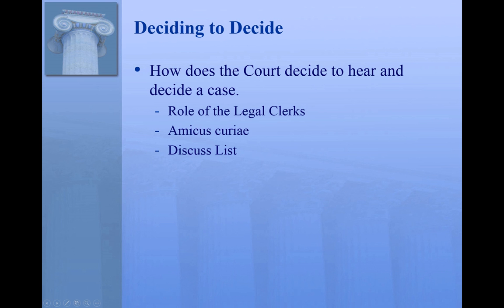After the discuss list has been formulated, the justices will meet in conference throughout the term to consider cases on the discuss list. And if 4 justices vote to grant certiorari, then the court grants it. This is called the rule of 4. There are 9 justices on the Supreme Court, and all you need is 4 to get a grant of certiorari. So you do not even need a majority to get certiorari granted.